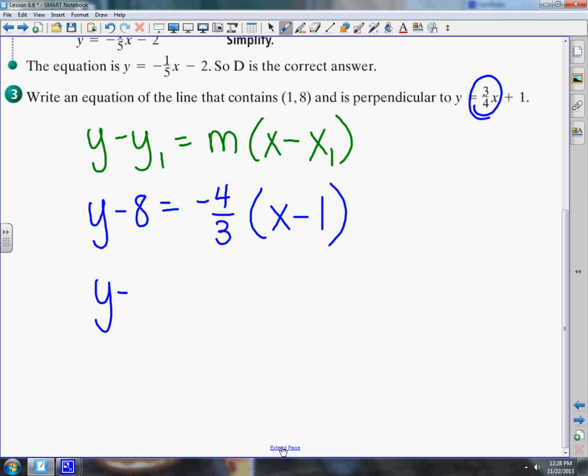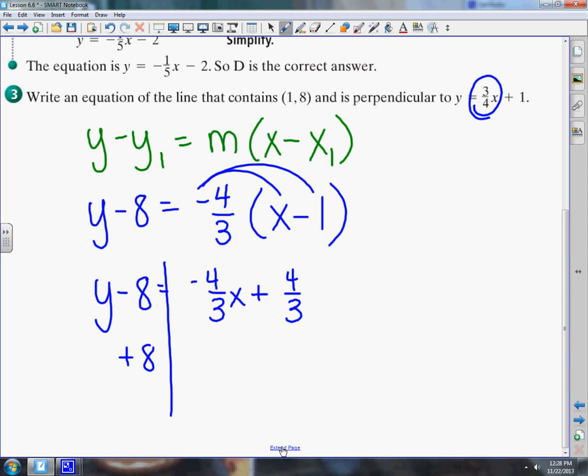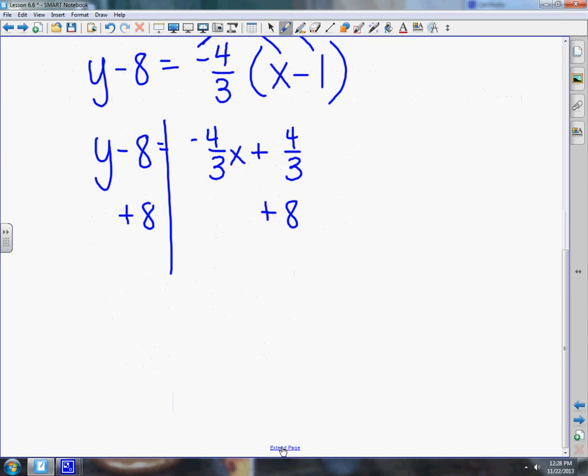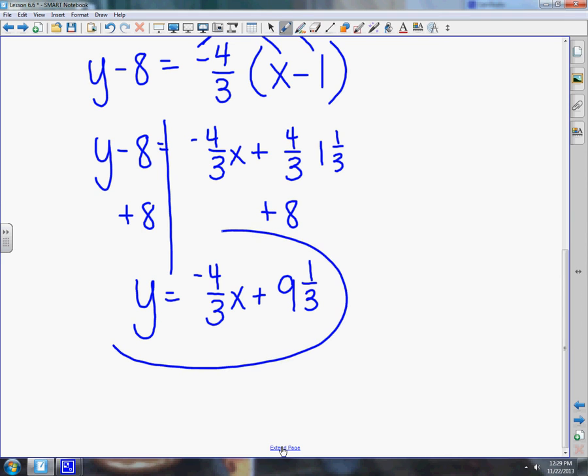So now I have y minus 8 equals negative 4/3 x plus 4/3. Then I'm going to add 8 to both sides. So my equation is y equals negative 4/3 x, and then this is 1 and 1/3 plus 8, which would be 9 and 1/3. So there's my equation.